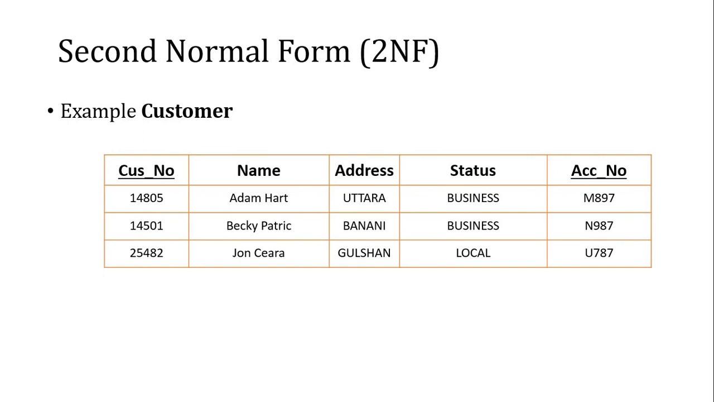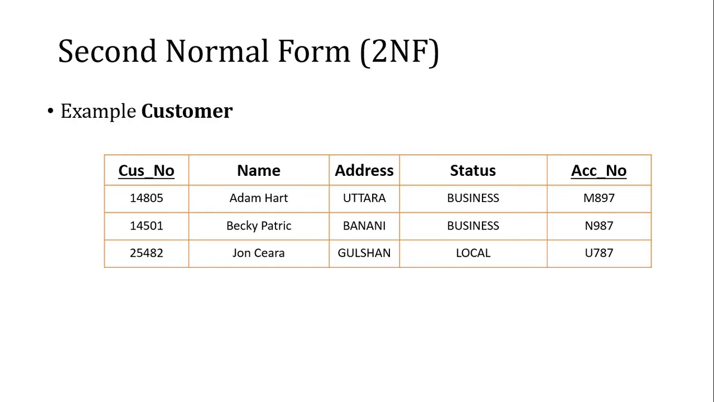So if we look at this table, it's a customer table. In this customer table, we have 5 columns. Firstly, we have to check whether this table is in the first normal form or not. Here, each of the 5 columns has atomic values, each column has the same domain type of values, each column has a unique name, and data insertion is not a problem. So this table is in first normal form.